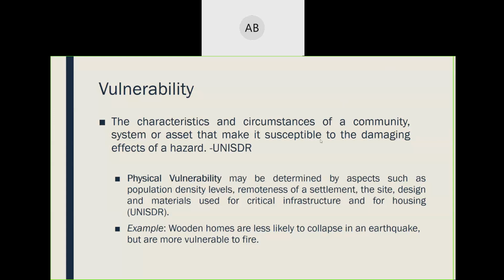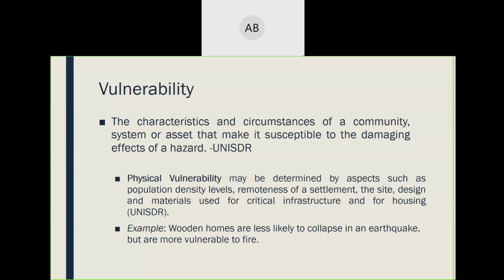So this line explains a simple statement: if you are living in an earthquake prone zone and you are constructing walls particularly with bricks, you are more vulnerable to an earthquake disaster. But in case of a fire, if you are constructing your houses with paper or wood, in that case, you are more vulnerable.